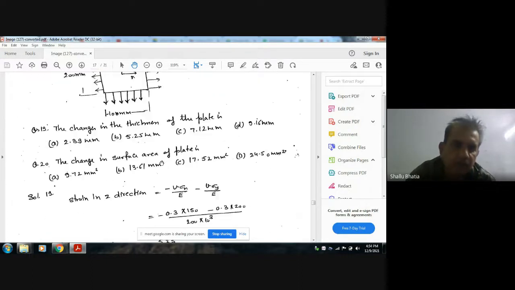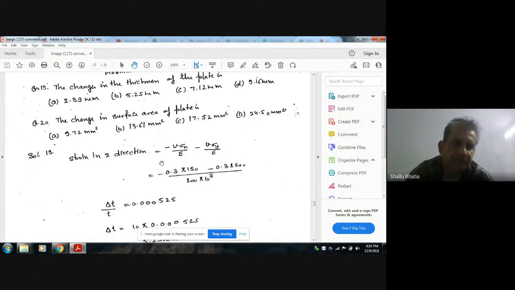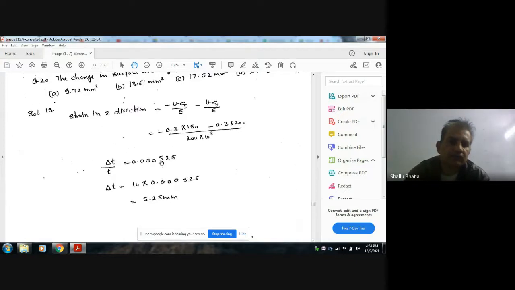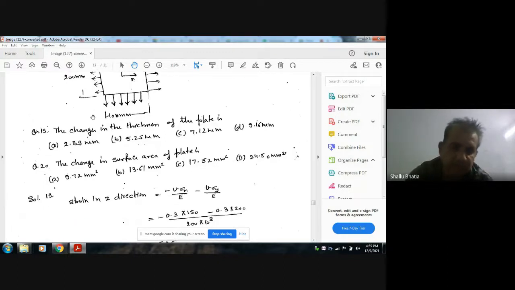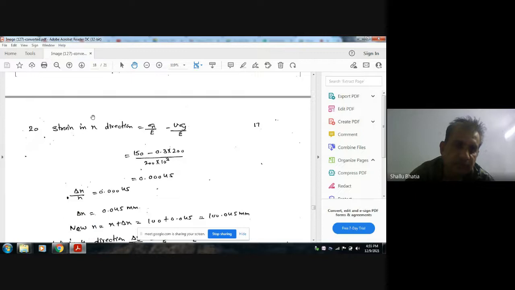Now, change in surface area of the plate. This is the surface area. Initially the surface area is 200 into 100. Now we will find out the change in the 200 dimension and the change in the 100 dimension, and we will calculate the new surface area and then find out the change in surface area. So strain in x direction will be sigma x by E minus mu sigma y by E. Putting the values, we will get delta x by x, and change delta x will be 0.045.